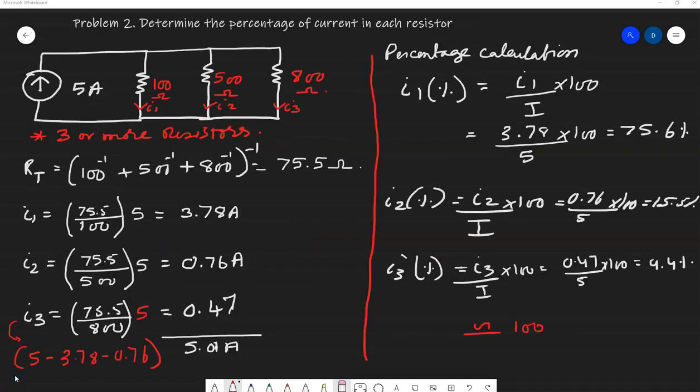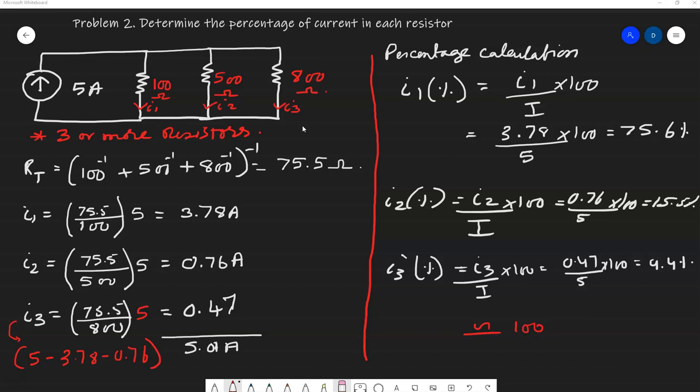So this is an example where there are 3 resistors. You have been asked to find the percentage of current in each resistor. You just have to first understand what this circuit diagram is all about. So we have a current source and we have 3 resistors in parallel. So obviously this is a current divider.